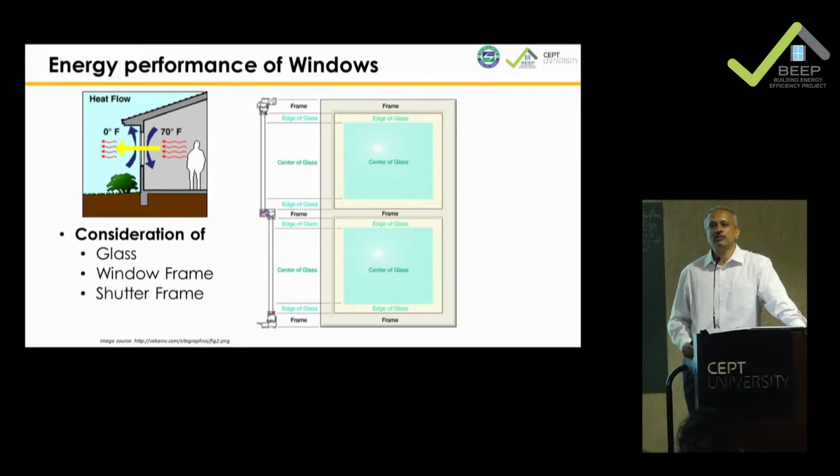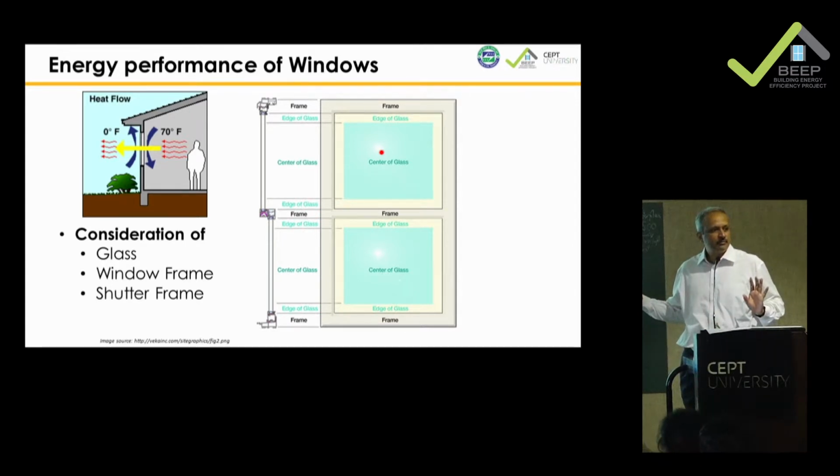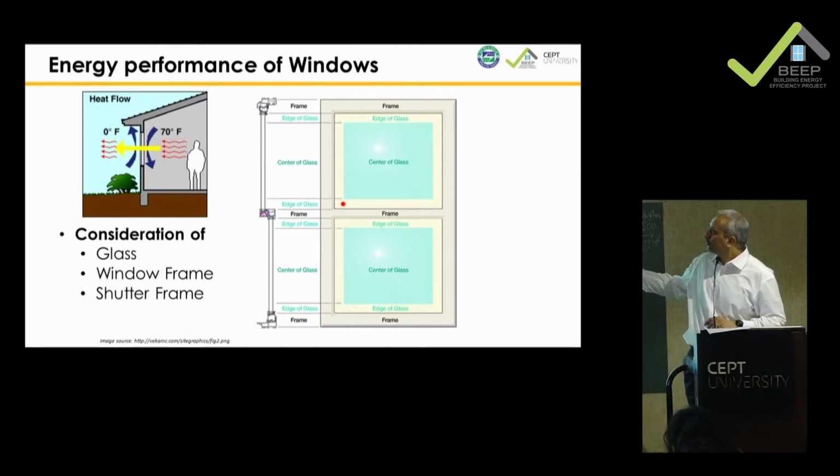Hence, when we talk about U value, we talk about the U value of the entire fenestration product and not just the glass. If at all you need to talk about the glass U value, you say the center of the glass U value. Edge of the glass U value is different. Or the edge of the wall is different, and the entire U value of the entire window is different.